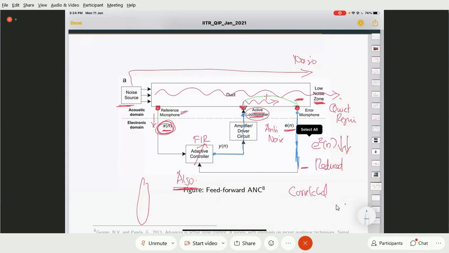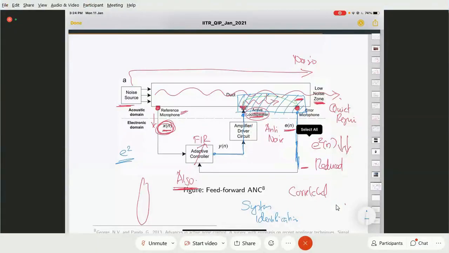Okay, so because I have a physical system in between, I cannot just directly reduce e square and find the update algorithm or the controller. So what I will do is I have to somehow create a model of this physical system. How will I create a model of the physical system? By using system identification, which we discussed earlier.